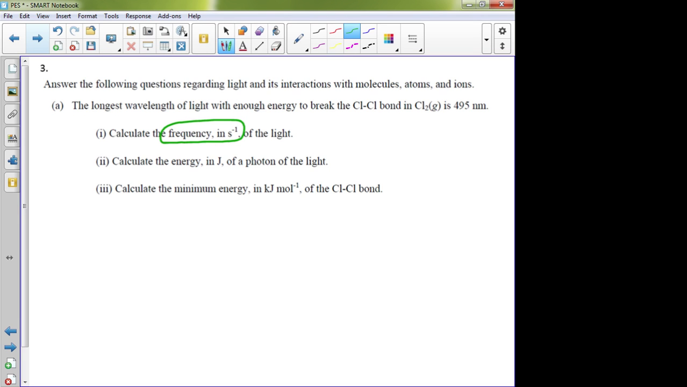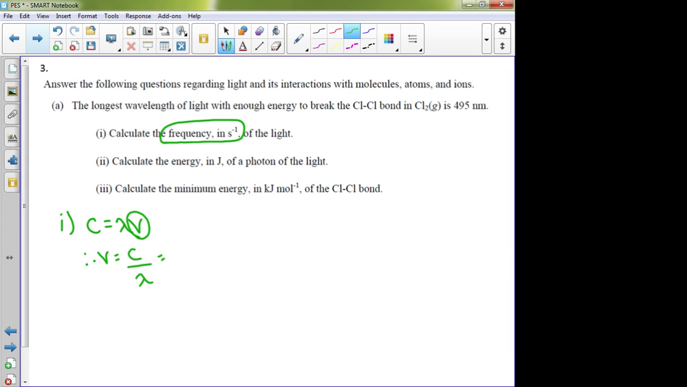What equation am I using here? C equals wavelength times frequency, right? What am I solving for here? Frequency. So that means frequency is equal to what? C over wavelength.